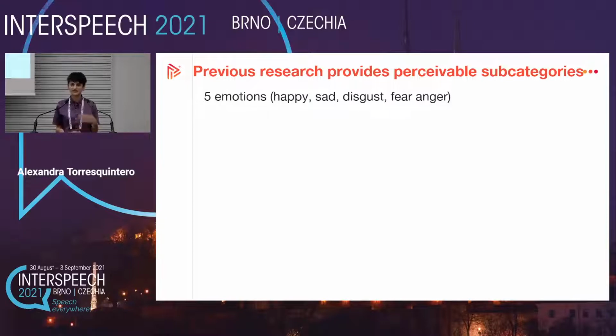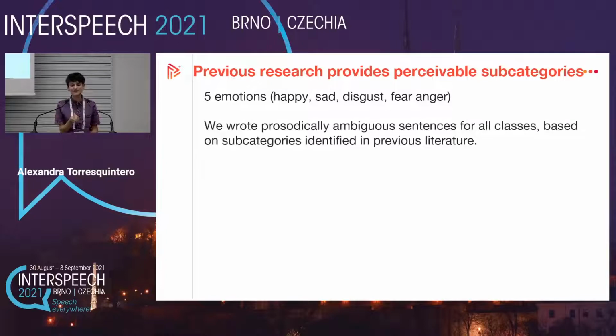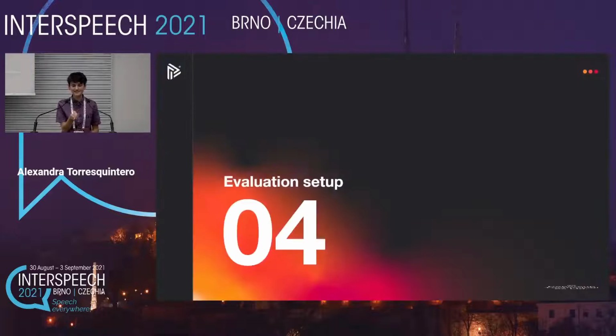So for each of the six prosodic classes that I identified on the previous slide, we had to identify suitable subcategories. So as we saw in one of the earlier talks, there are several known emotions that can be heard. This is all actually from previous research. This was not our own research, but previous research has shown, for example, that listeners can hear the difference between happy, sad, disgust, fear, and anger. Sorry, there should be a comma after fear. That is my bad. So we actually did this with all six of the prosody classes. After we were able to identify all the subcategories for all these different classes, we had to write sentences that allowed for that prosodic ambiguity, and then I'll show you next how we use those sentences for an evaluation.